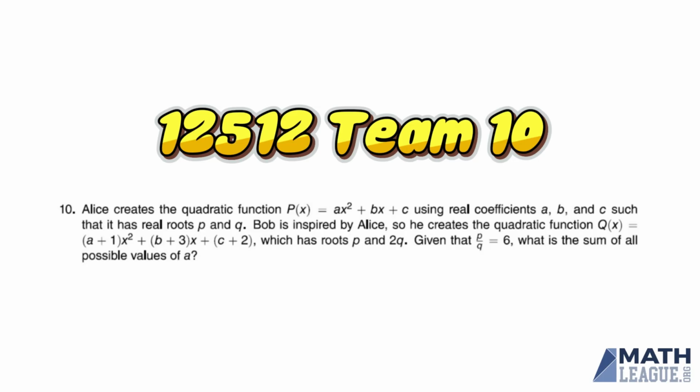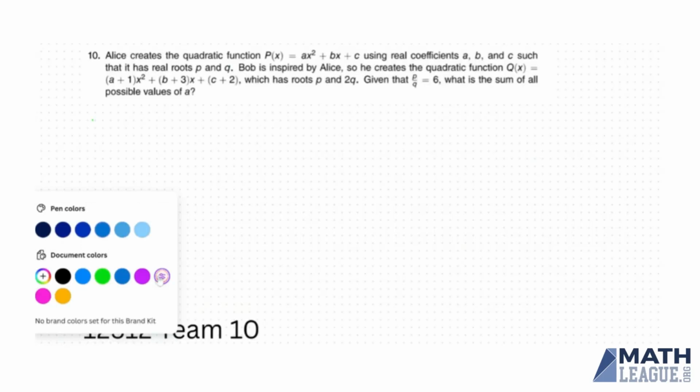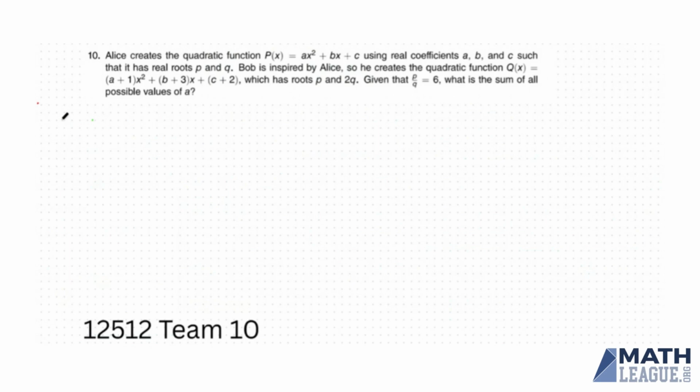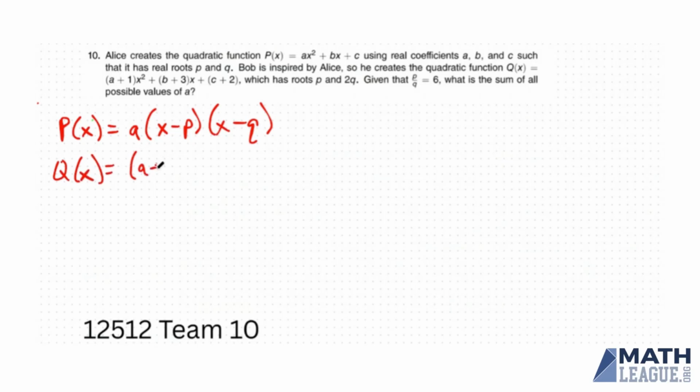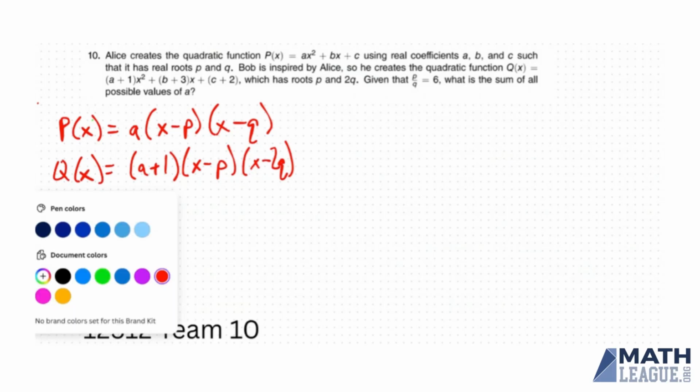So let's take a look at this. The first thing to note is that there are way too many variables for us to solve for all of them at the beginning anyways. So let's start by rewriting p of x and q of x. P of x can be written as a, the leading coefficient, times (x minus p) times (x minus q), because the roots of p of x are p and q. Q of x, similarly, has a leading coefficient of a plus 1 and roots of x minus p and x minus 2q. So, using this, we now have alternate forms for p of x and q of x.